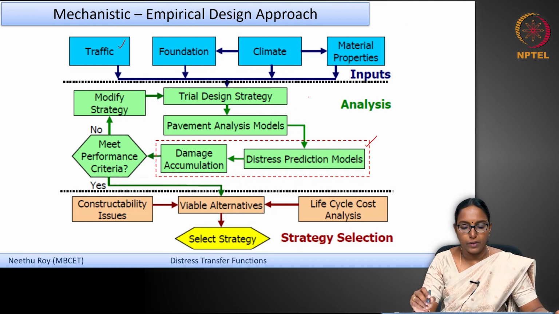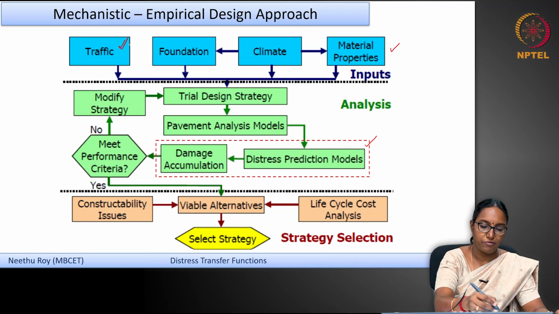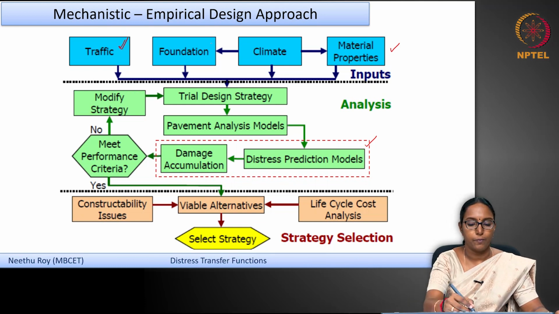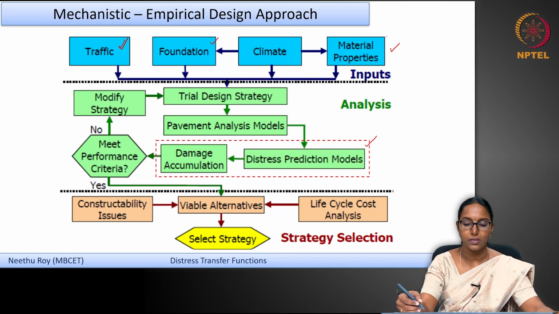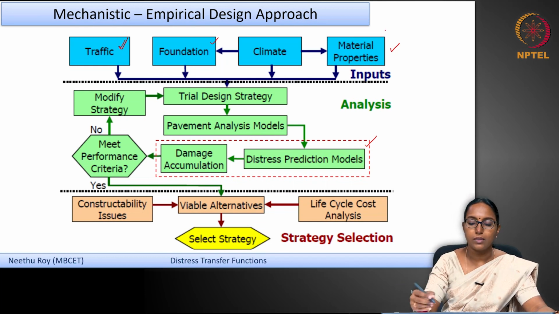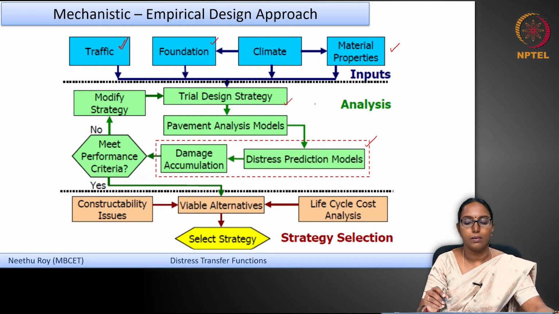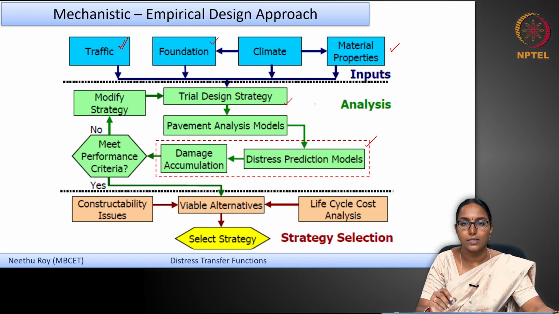For the design of a pavement structure, the input parameters are the material properties, the loading, which is traffic, the foundation, which is the subgrade, and the climatic or environmental conditions, which affect the material properties and the behavior of the structure. All these input parameters go into the trial structure, and you do a mechanistic analysis of this pavement structure to investigate the critical stresses and strains at various locations in it.